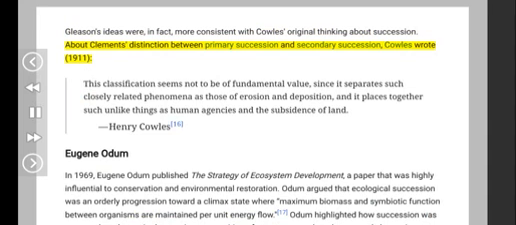About Clements' distinction between primary succession and secondary succession, Cowles wrote 1911, "This classification seems not to be of fundamental value, since it separates such closely related phenomena as those of erosion and deposition, and it places together such unlike things as human agencies and the subsidence of land." Henry Cowles 16. Eugene Odum.